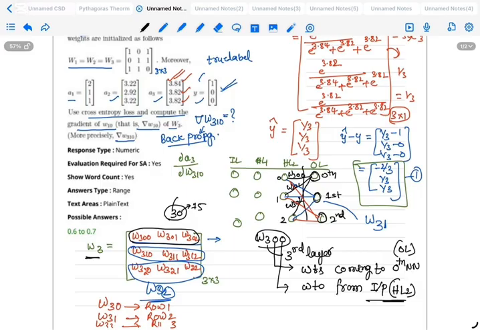We have to find W3 10, that is dou A3 by dou W3, the partial differentiation of the pre-activation function with respect to the weight.